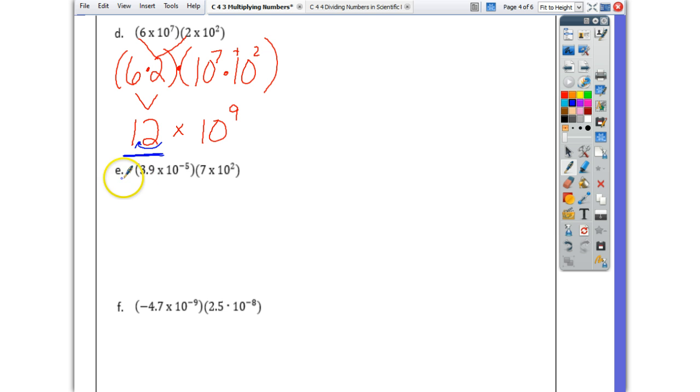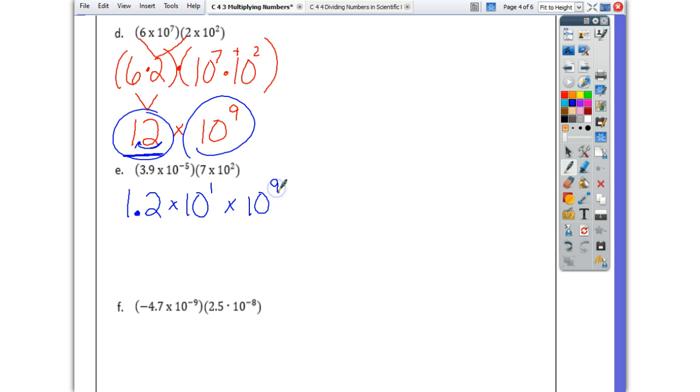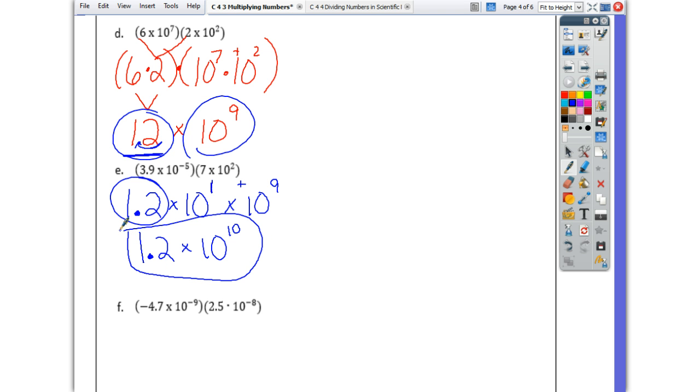So now our final answer, I'm just going to write below here. 1.2, because to turn this into scientific notation, that's 1.2 times 10 to the, how many times did we move it? We moved it once. And then we still have this times 10 to the 9th power. So now we have 1.2 times 10 to the, well, what's 1 plus 9? 10th power. So your final answer should be 1.2 times 10 to the 10th power.